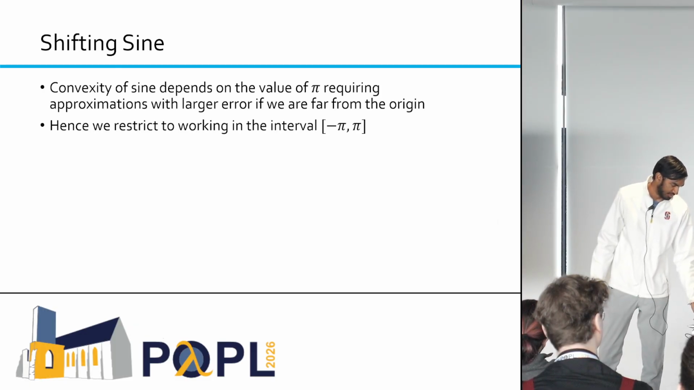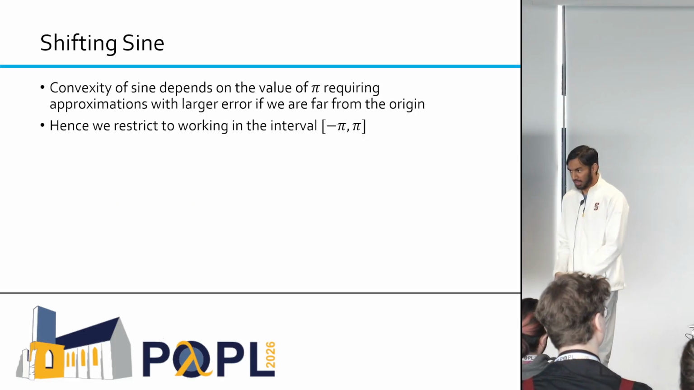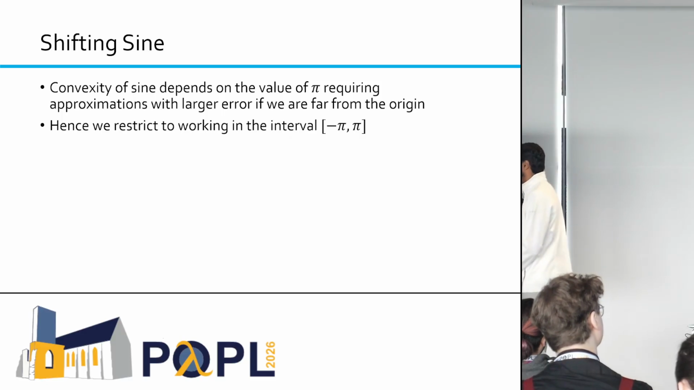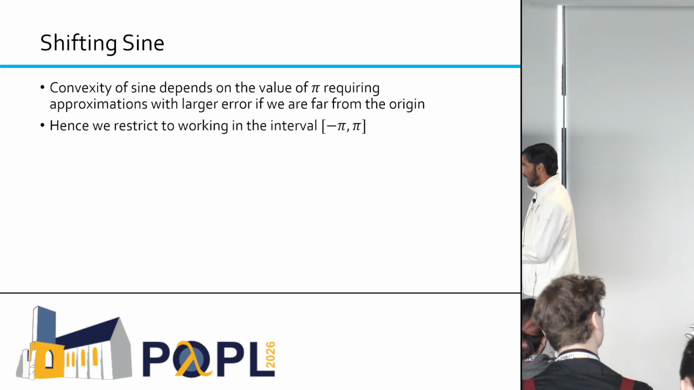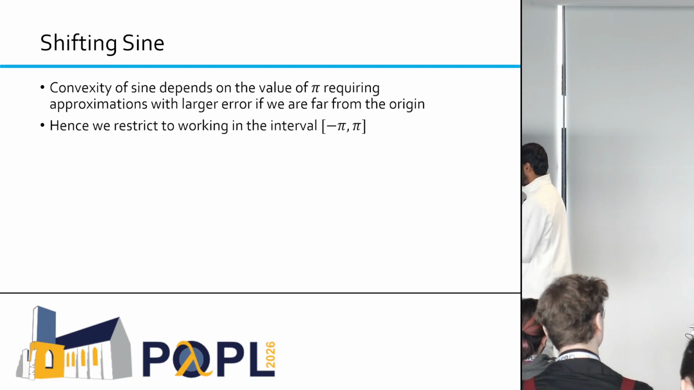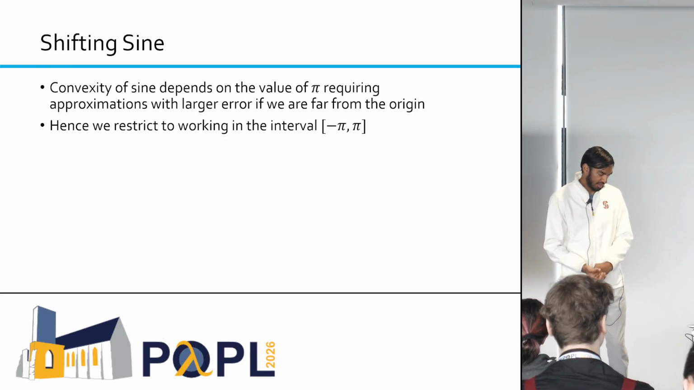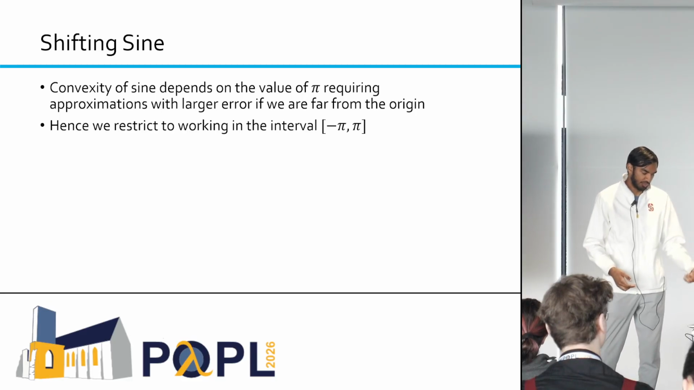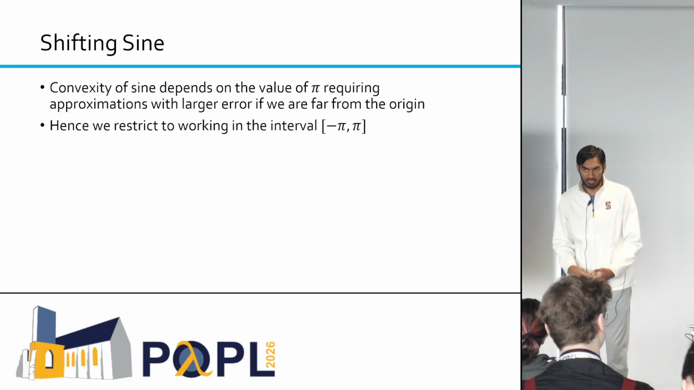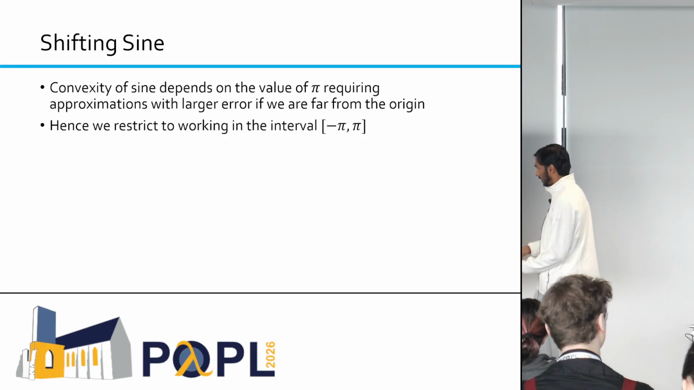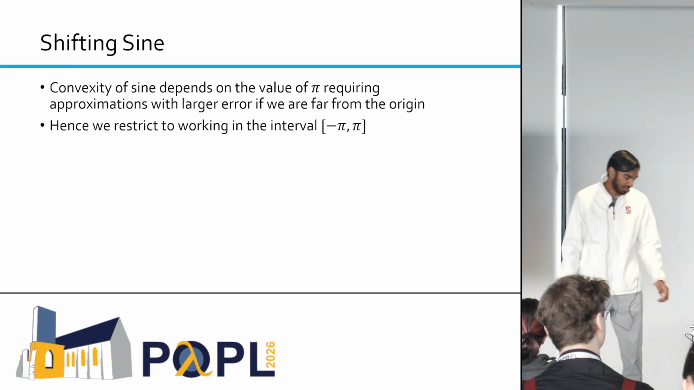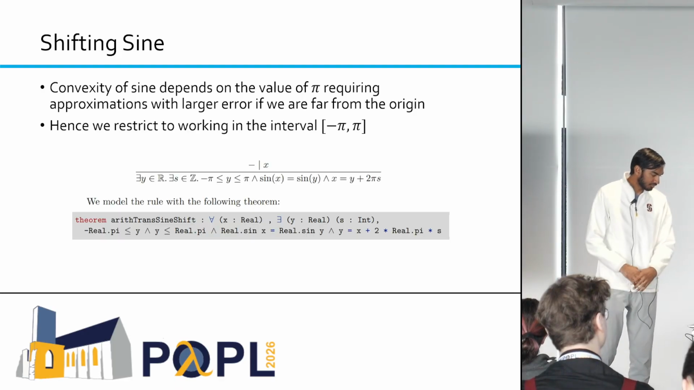One example is a sine shifting theorem. In the proof calculus, we always want to work in the interval negative pi to pi, because we're using an approximation of pi. If we're too far from the origin, the error compounds. So it's best to stick to the interval negative pi to pi, which works in the case of sine because it's a periodic function. So this interval is enough to express everything.